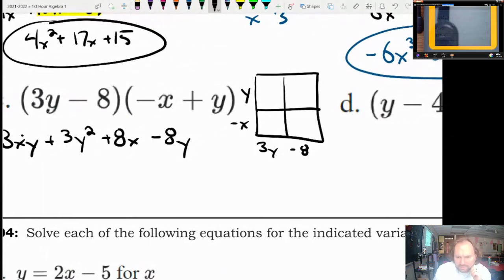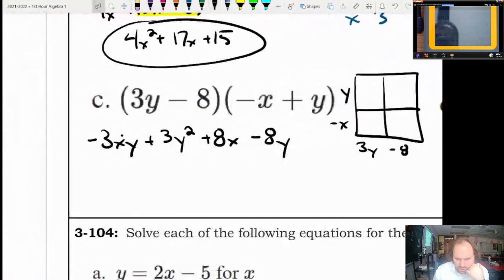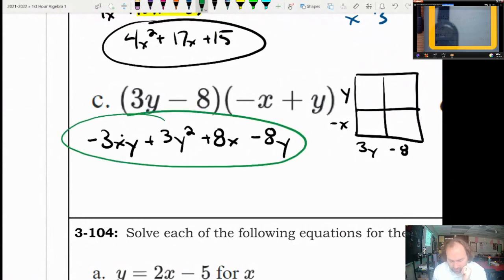There's a lot of weird positives and negatives in there, a lot of good mixes of different variables, so be careful making sure you get all those combinations. None of this combines together, so that's the answer. That's as good as it gets.